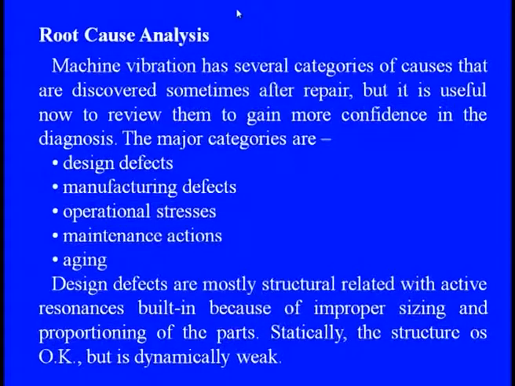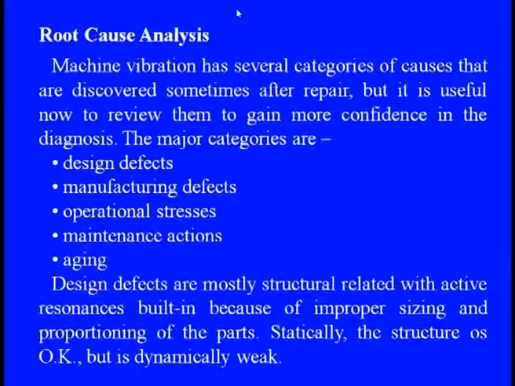And when we go towards the root cause analysis, machine vibrations have various categories. These categories may be design defect, manufacturing defect, the operational stresses when it is operating and any couple or moment is being applied to that, and the maintenance actions when we are doing maintenance. Certainly there is a variety of causes through which the distortion or any kind of deviation occurs, and then that will cause the vibration or aging. The design defects are pretty common, and they are related to the structural ability of the system according to the active resonances.